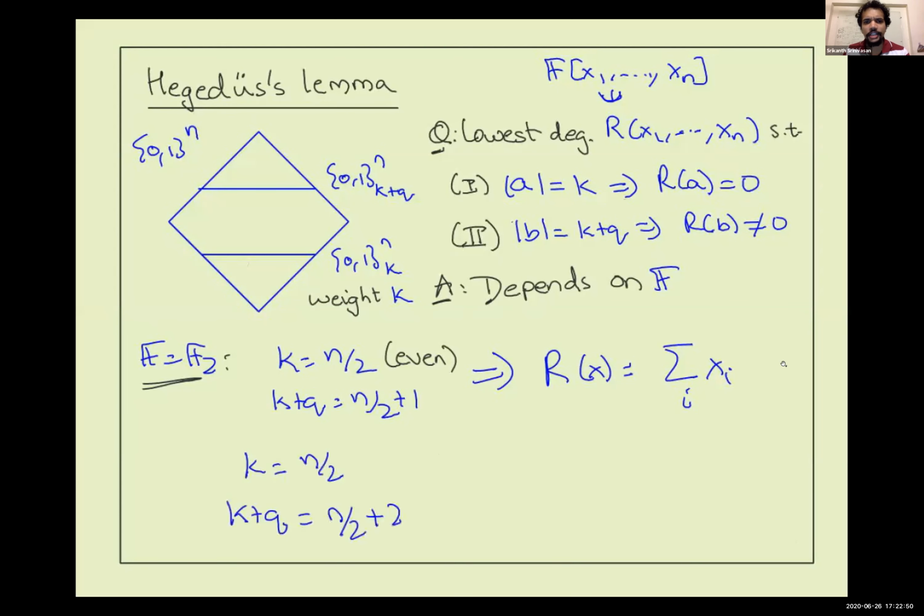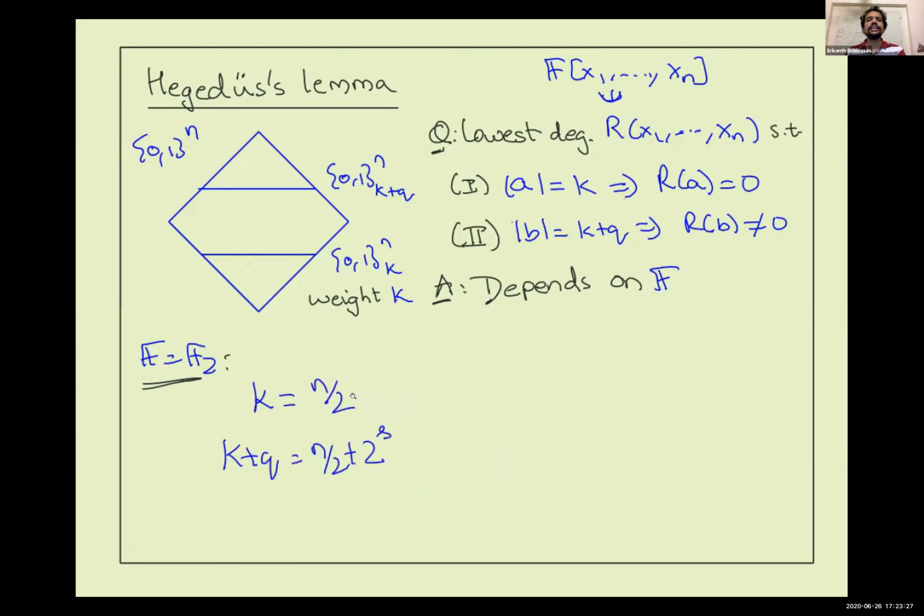Now let's change the setting a little bit, and look at the case when q is 2. Suppose I want to distinguish between n by 2 and n by 2 plus 2. You can see that this polynomial no longer works, right? It still vanishes at all points of weight n by 2, but also vanishes at all points of weight n by 2 plus 2, so it does not distinguish between these two weights. It's a cute exercise to show that there's no degree 1 polynomial that can do this, but there's a simple degree 2 polynomial that does it: the elementary symmetric polynomial of degree 2. You can show that it vanishes at all points of weight n by 2 and does not vanish at any point of weight n by 2 plus 2.